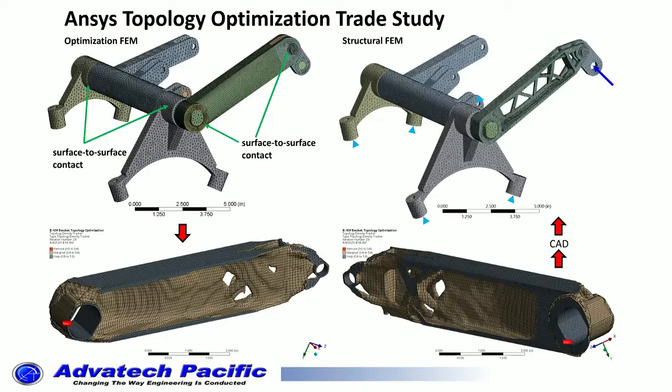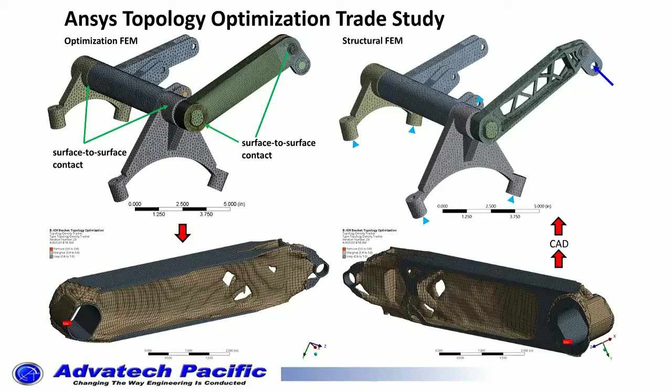The first thing you do is to define your optimization region. So in this case, obviously we have multiple parts here cut up into multiple volumes. So you can actually go in and select specific volumes where you want the optimization algorithm to focus. So in this case, we're only looking at the torque arm and nothing from the bell crank assembly as far as the optimization goes.